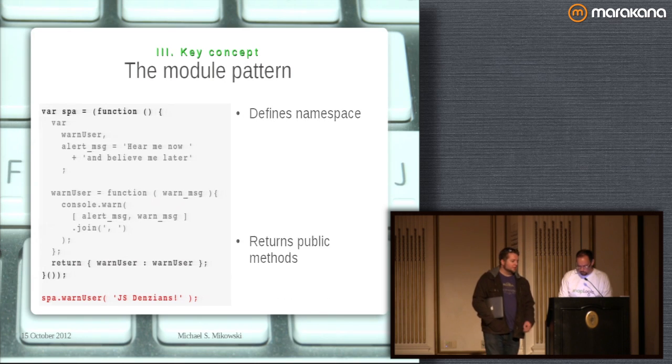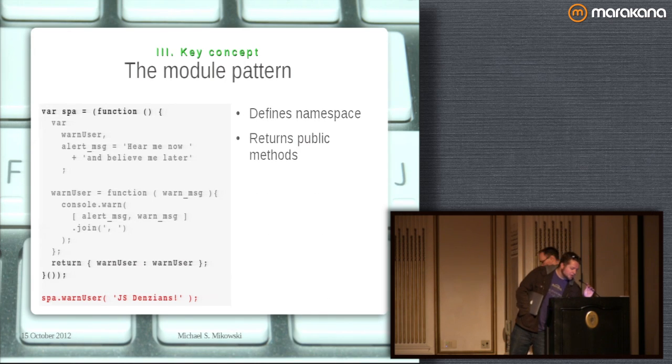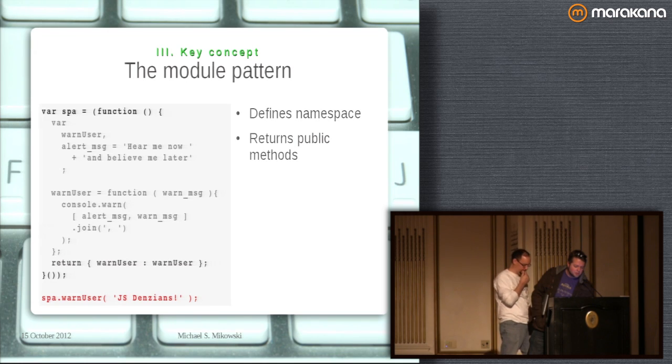One more thing here, Mike. Go ahead. So one more thing here is through the magic of closures, these private variables are still available to all these public methods. So when you return this warn user and then execute it, it will still remember what these private variables are. So they're still accessible. You can create getters and setters for them if you want to. It's a very useful pattern.